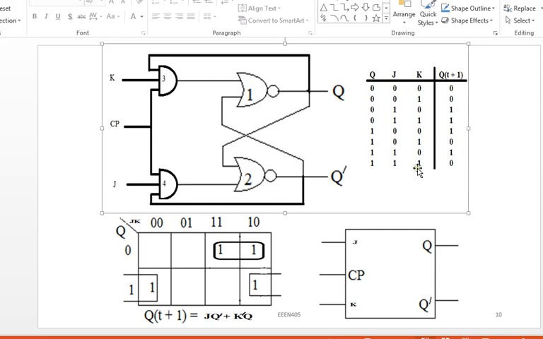Let's jump to the last condition where my J is equal to 1 and K is also equal to 1. And my previous output at that point is also equal to 1, which means this one is 1, K is equal to 1, clock is 1, everything is 1.